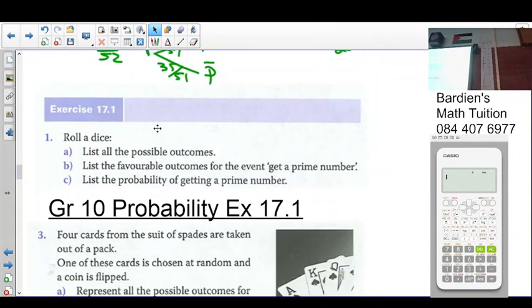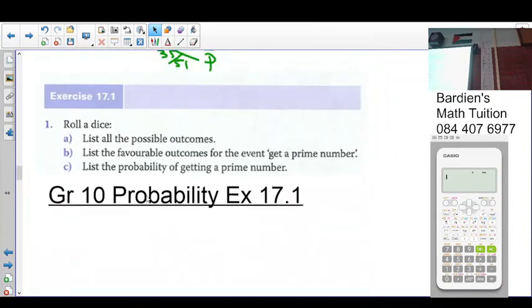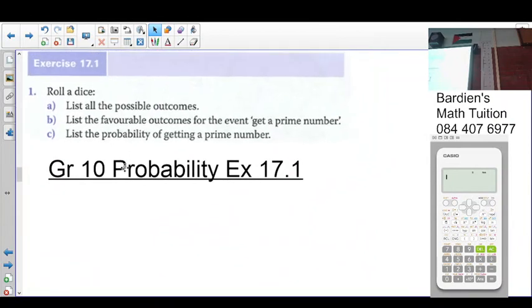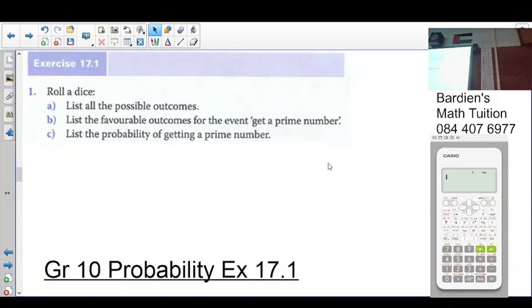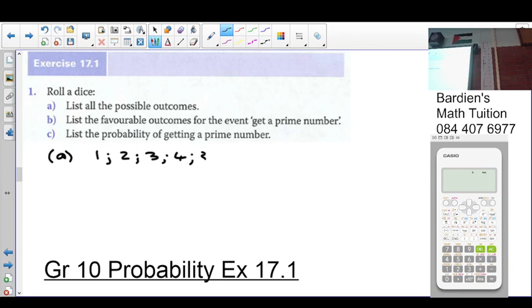Okay, so in 17.1 we are told, number 1, roll a dice. List all the possible outcomes. So if we list the possible outcomes here, it will simply be 1, 2, 3, 4, 5, 6. So I've listed.